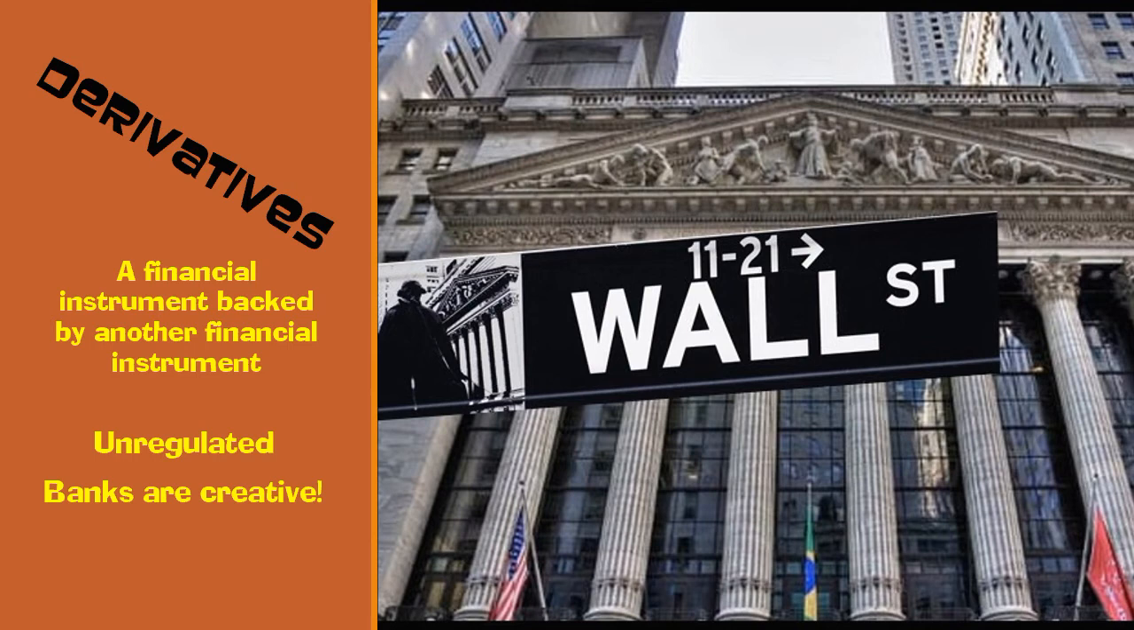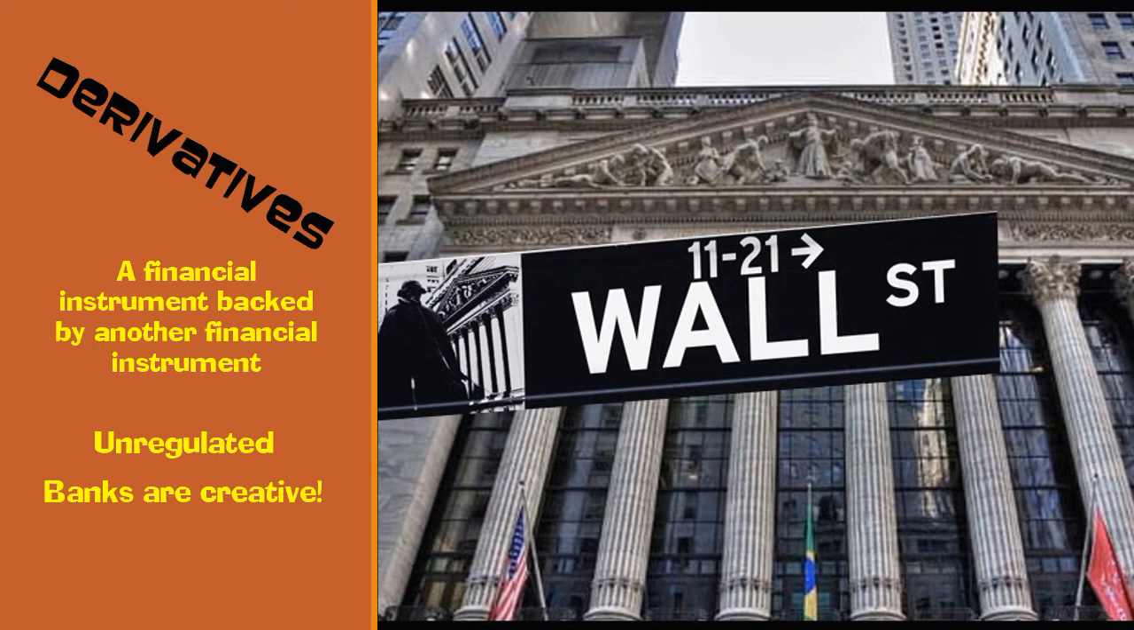A derivative is a financial instrument that's backed by another financial instrument. So if I buy my house, right? When I bought my house, I signed a piece of paper. That mortgage is a financial instrument. It's what's called commercial paper. It's sellable. The bank can sell my mortgage to somebody else and get money back from it.